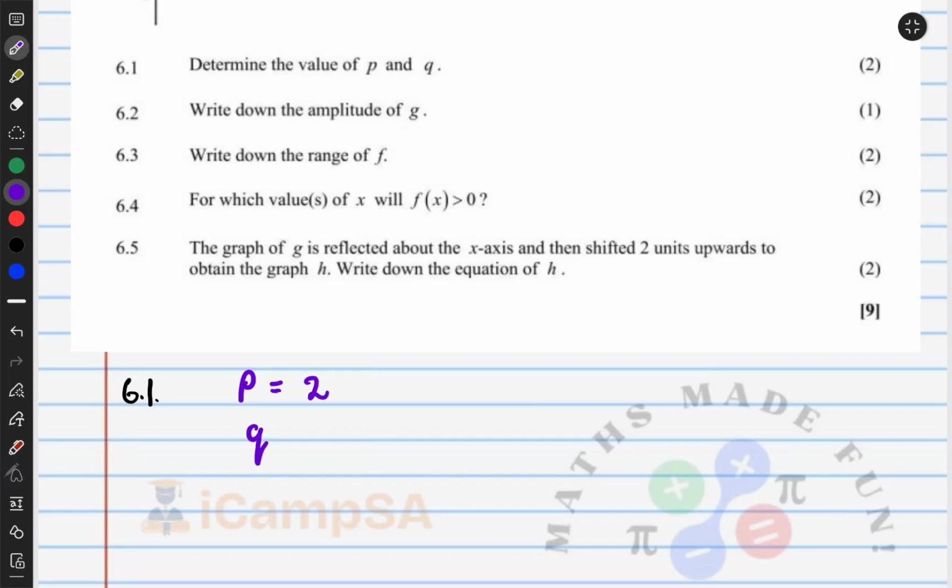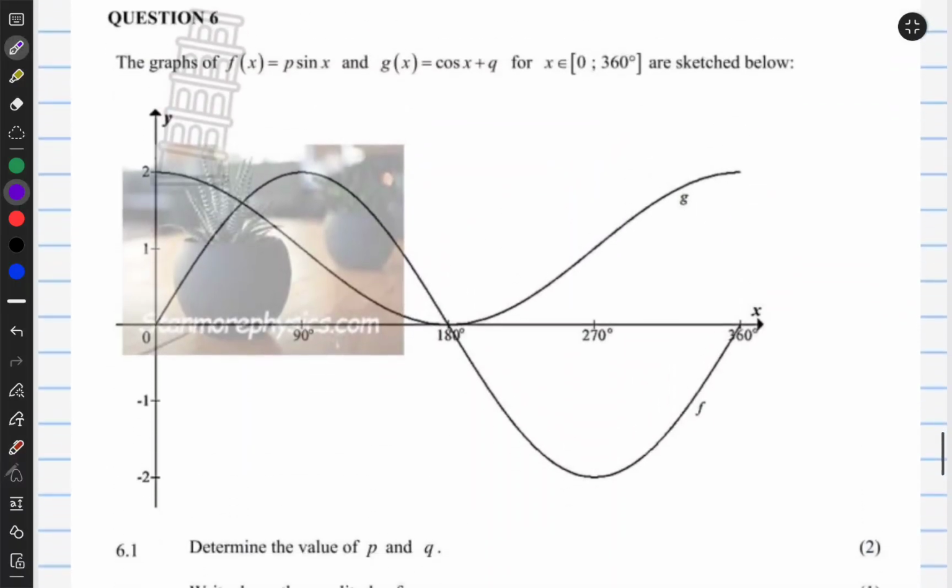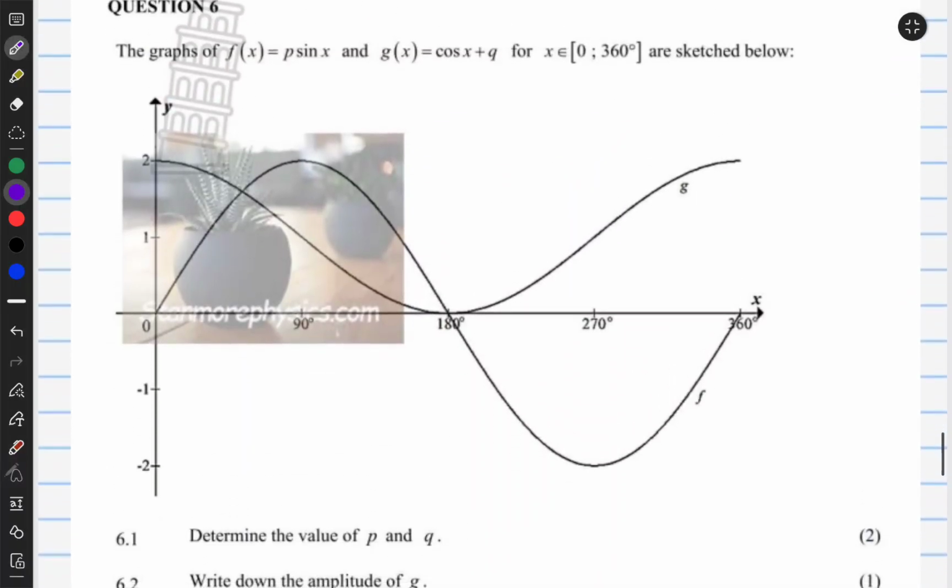And then for q, the shift of the cosine function, we know that normally the cosine function goes from 1 to 0, like this. Now we see that it goes from 2 to 1 to 0, and it has been shifted. What is the baseline now? The baseline for this function is 1.